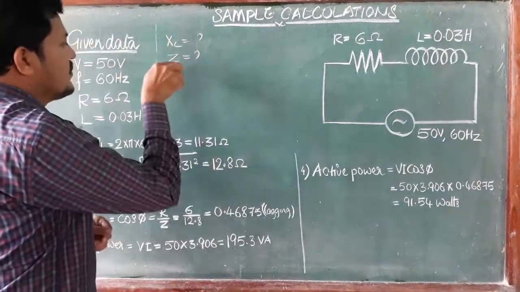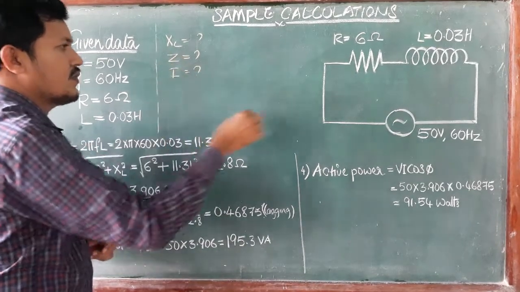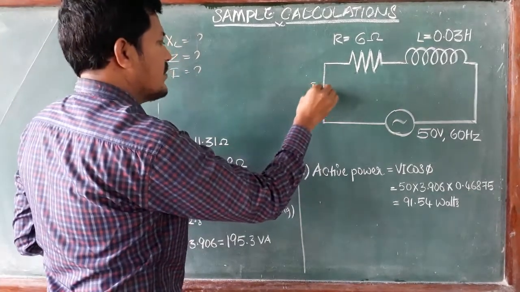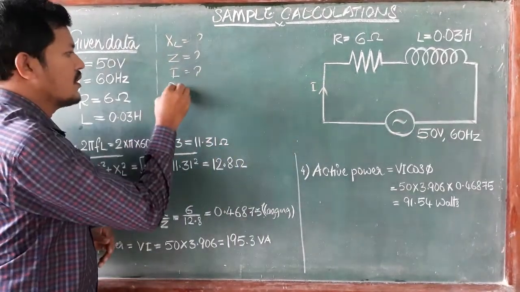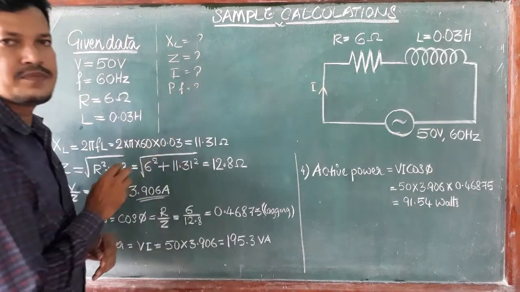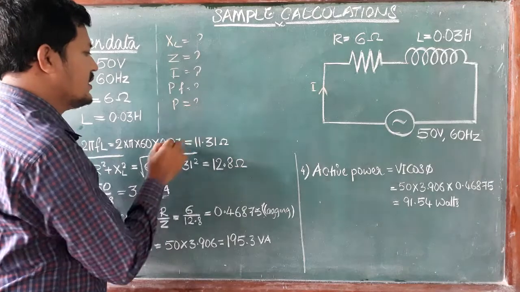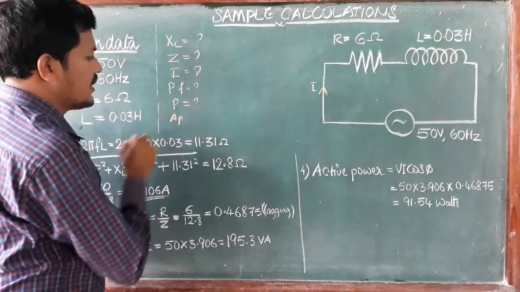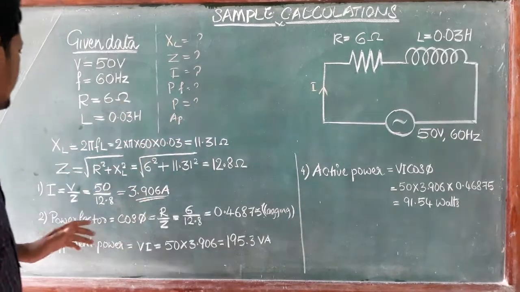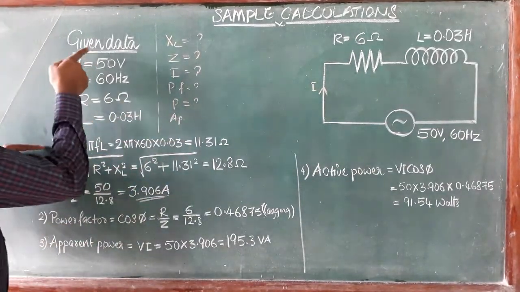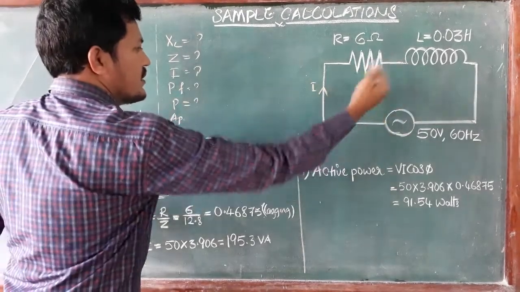Next, once we get the total opposition, we can calculate the total current flowing through the circuit. Next, we can find out the power factor. Next, the total power, or apparent power, we can calculate. So we are going to find out these values one by one.